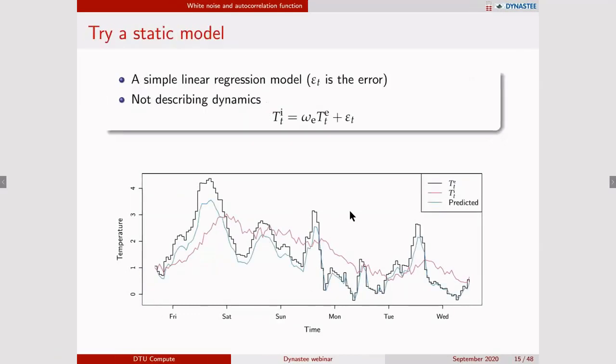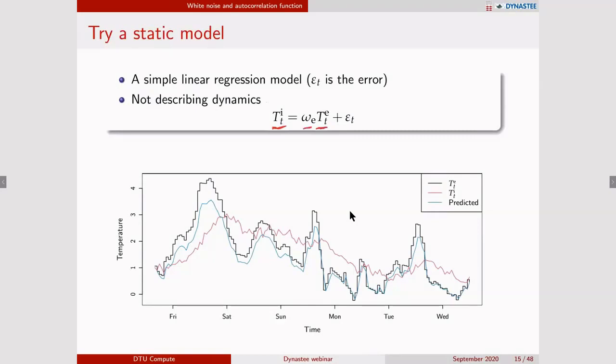Let's first try with a simple linear regression model. The simplest model we can come up with, we can call it a static model. So we're not describing any dynamics. With this model, we just say the internal temperature measured at time t is just directly, instantaneously changing with the external temperature. Just multiply it with some coefficient.